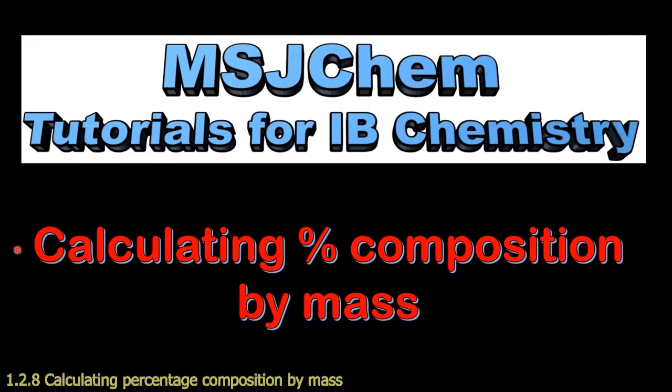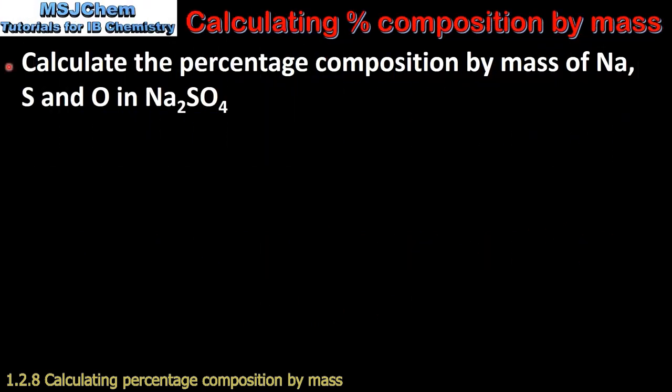This is MSJ Chem. In this video, I'll be looking at calculating percentage composition by mass. So we'll start by looking at an example. Calculate the percentage composition by mass of sodium, sulfur and oxygen in sodium sulfate.